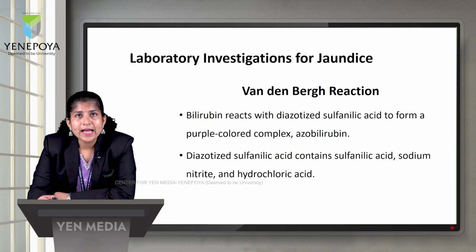Next we will go to the laboratory investigations involved in the diagnosis of jaundice. First is the Van den Bergh reaction. It is done for estimation of serum bilirubin level, where bilirubin reacts with diazotized sulfanilic acid to form a purple colored complex called azobilirubin. This diazotized sulfanilic acid contains sulfanilic acid, sodium nitrite as well as hydrochloric acid.